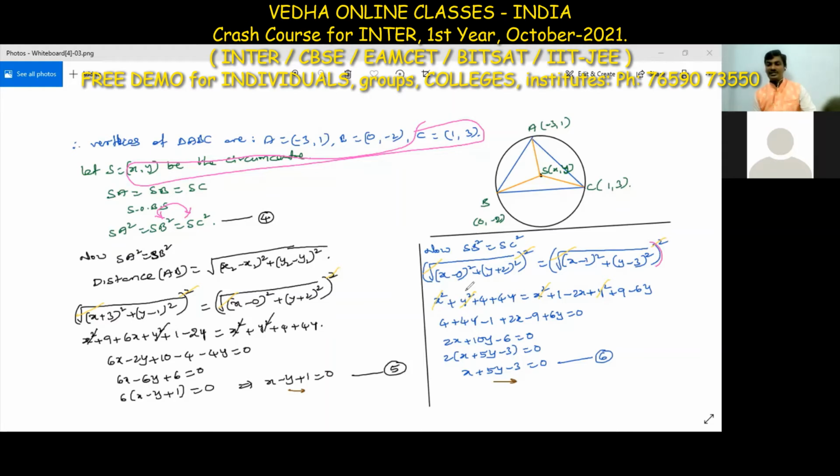x minus 0 is x square, and y plus 2, (a plus b) whole square, a square plus 2ab plus b square. And (x minus 1) whole square, x square plus 1 minus 2x. (y minus 3) whole square, y square plus 9 minus 6y: a square, y square, b square, 3 square, 2ab, 2 into y into 3, right?